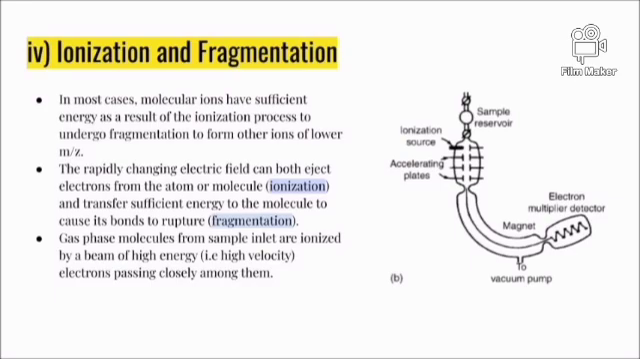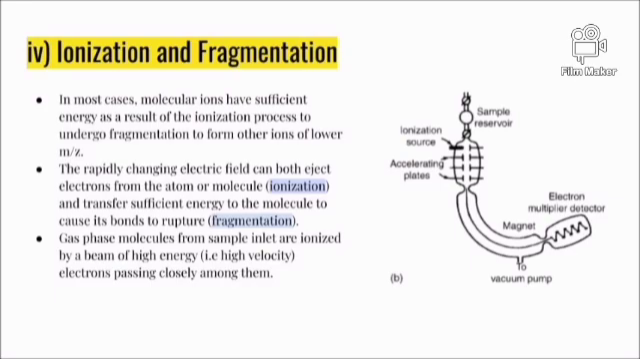In most cases, molecular ions have sufficient energy as a result of the ionization process to undergo fragmentation to form other ions of lower m/z ratio. So how can ionization occur? Ionization can occur with a rapidly changing electric field, which can both eject electrons from the atom or molecule and then transfer sufficient energy to the molecule to cause its bonds to rupture so that fragmentation can occur.